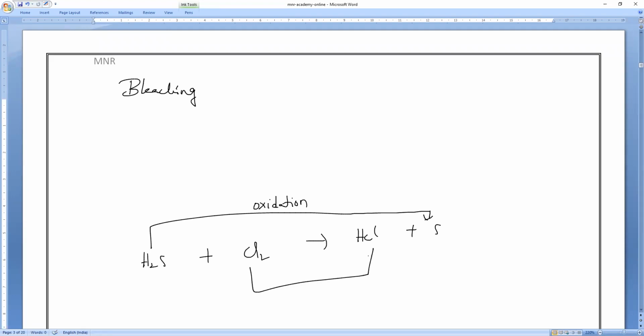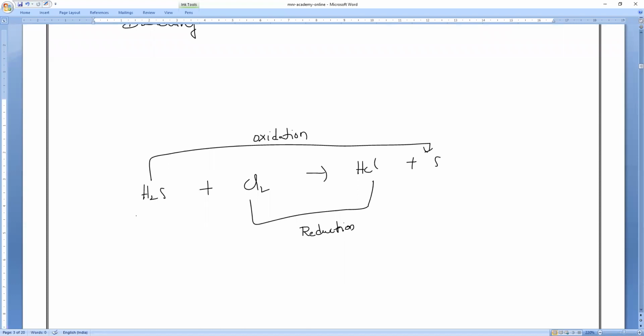Chlorine gas turns into HCl. Addition of oxygen, what do we call it? Addition of hydrogen, what do we call it? Reduction, sir. Now, who is the reducing agent here? H2S. Who is the oxidizing agent?